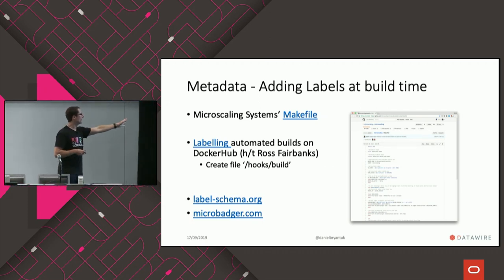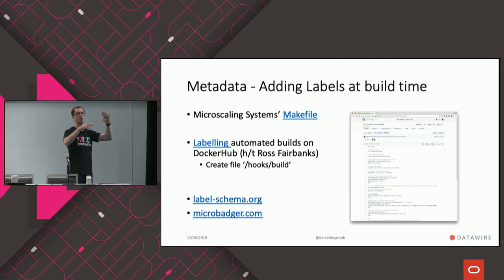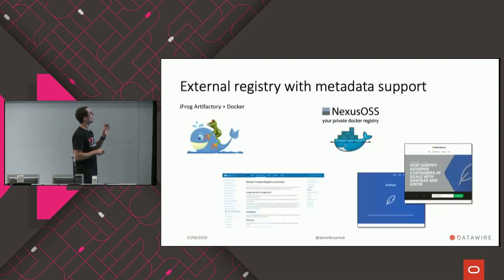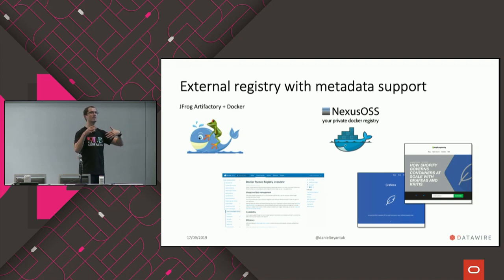Ross Fairbanks and the MicroBadger team have done amazing work on giving advice around how to structure labels and what kind of metadata to put in your containers too. I often find I augment the build time with additional metadata. And Docker at the moment isn't very good, or it's not really possible, to update the labels at runtime. If you do that, you create a new image, sorry. So that kind of breaks my single binary thing.